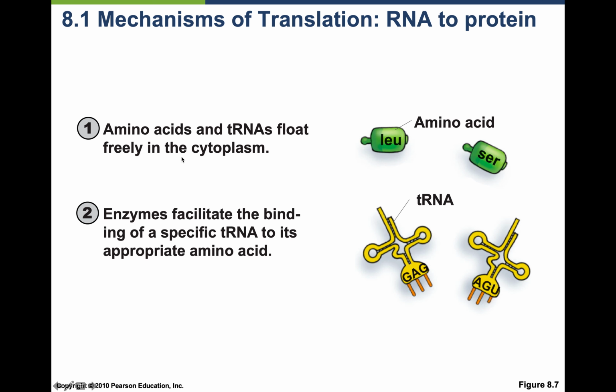Okay, so here's how it starts. You have your amino acids and your transfer RNAs that are really just floating freely in the cytoplasm. You have enzymes, remember we covered enzymes before, that facilitate the binding of specific transfer RNAs to the appropriate amino acid. These amino acids are going to be bound to these transfer RNAs according to these different sequences that match up with a certain amino acid.